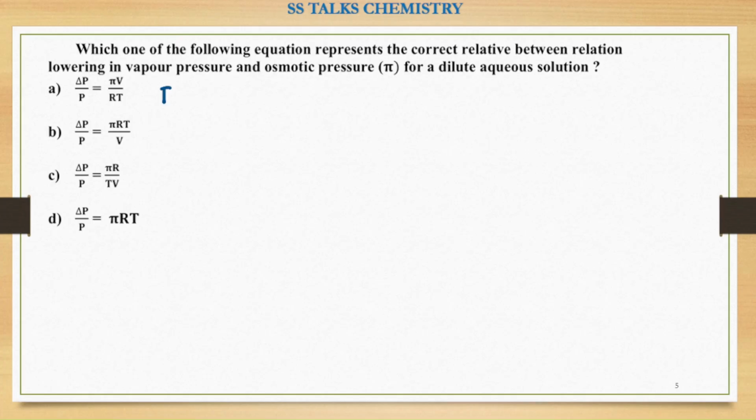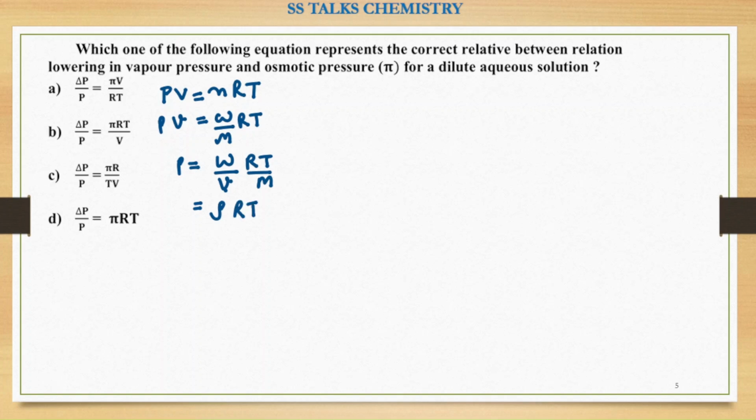So we know that PV is equal to nRT, where n is the number of moles, R is the gas constant, T is the temperature, and P and V are the pressure and volume. Now we can write the number of moles as given weight upon molar mass, into RT. This will be equal to PV. Now P we can write as given weight upon volume into RT by M. Like this we can write it. Mass upon volume is the density, so it will be written as rho RT by M.